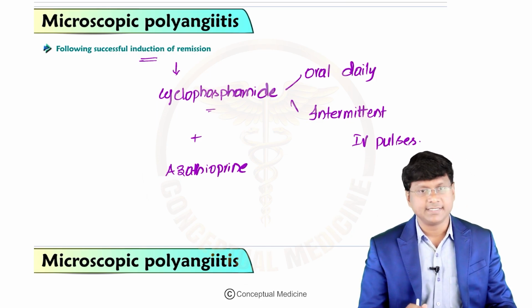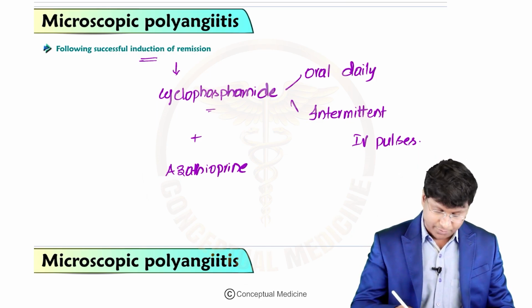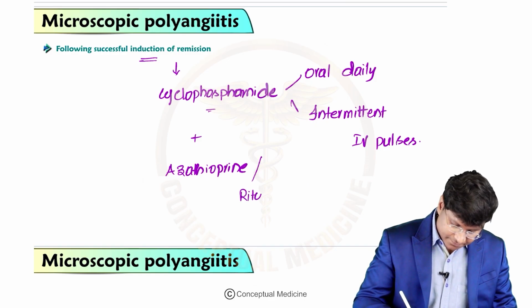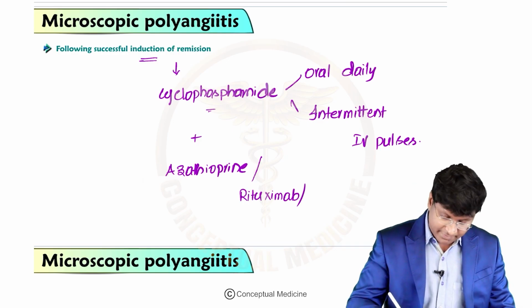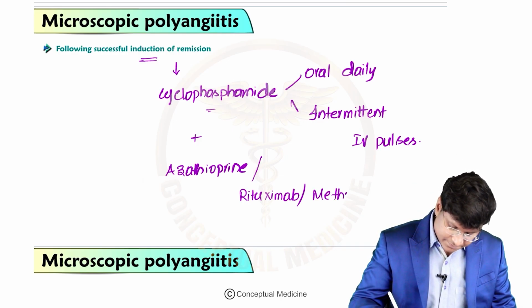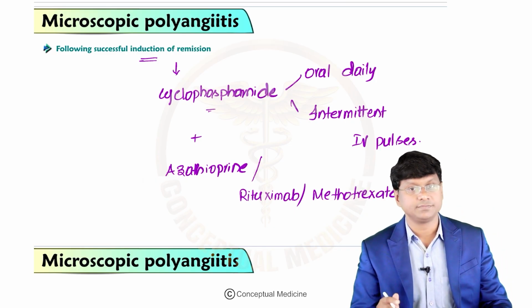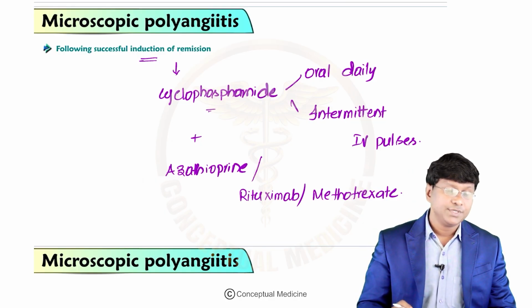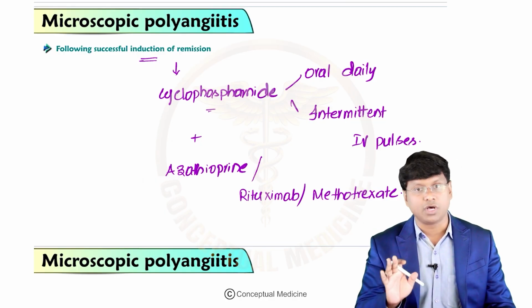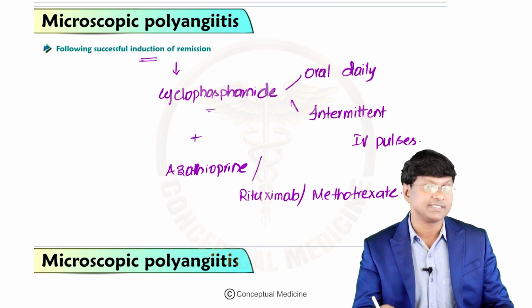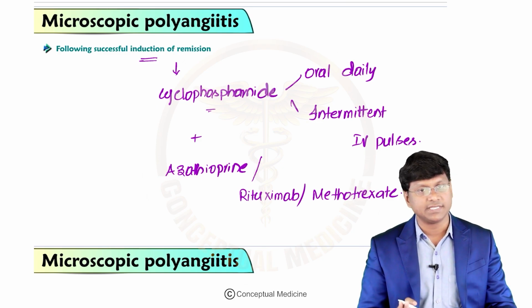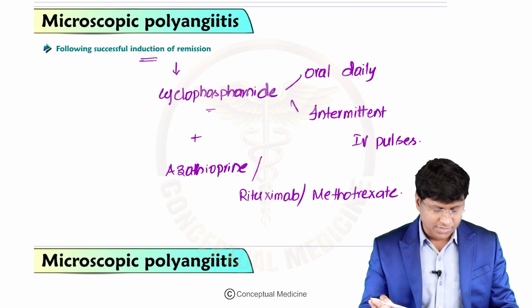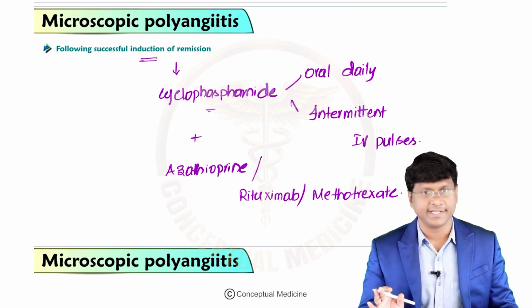Right? And along with that, the treatment should also include azathioprine, rituximab, or methotrexate. But the only thing, you have to ensure that the individual has a normal kidney function. Whenever you are giving azathioprine, rituximab or methotrexate, you have to ensure that the patient has normal kidney function. So this is about the treatment of microscopic polyangiitis.